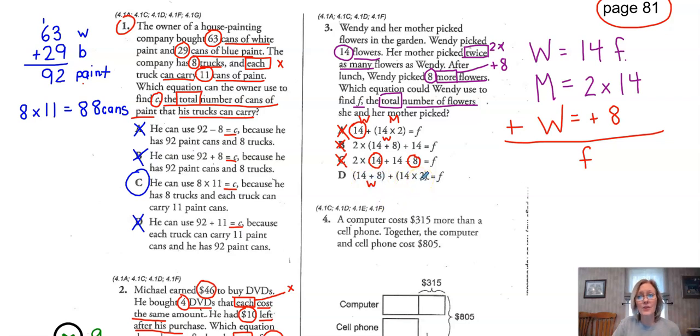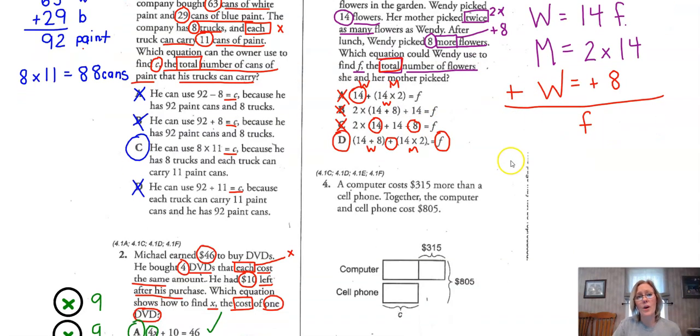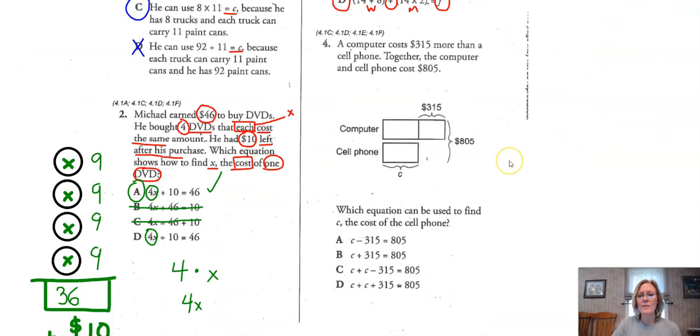14 times 2, well, that's mom. And if we put Wendy and mom together, total is always telling us we need the big number in the end, which is going to equal F. And so D was our answer here. See how you had to pick through those to make sure you got everything that was included within our problem. All right, number 4 is our last one that we're going to go over this week.